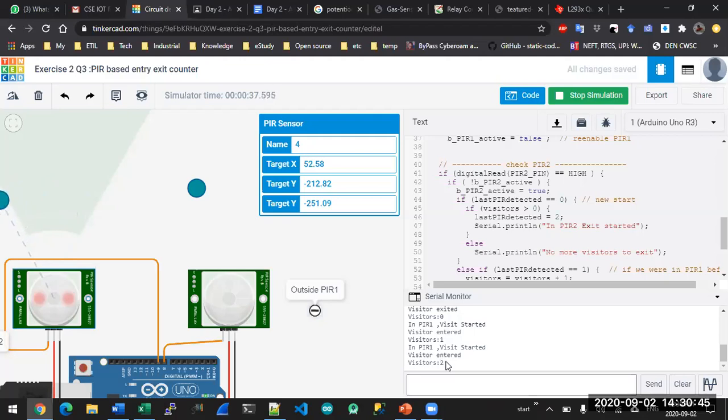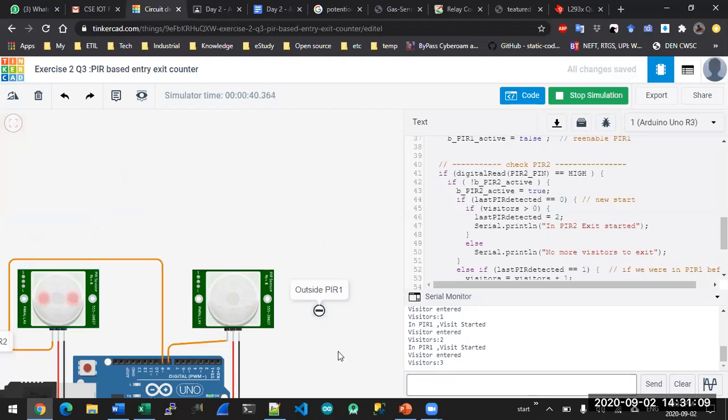Now you can see visitor has entered and visitor count is 2 now. Okay. And similarly you can do follower count, like he is moving like this. So again visit has started. Okay. And again he is moving like this. Now visitor count is increased to 3.